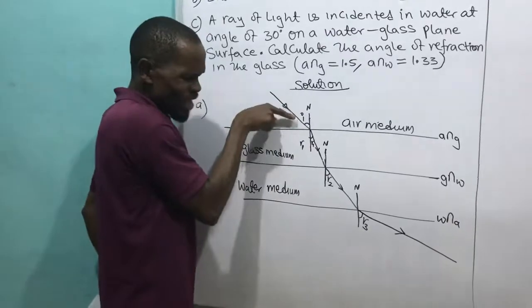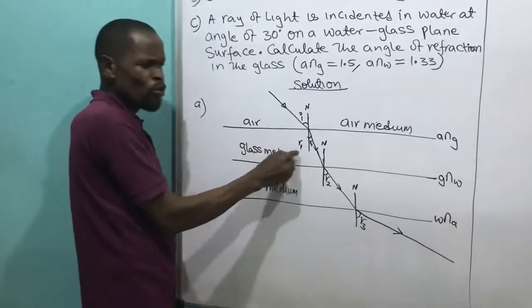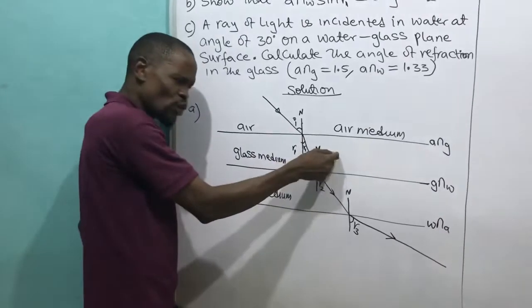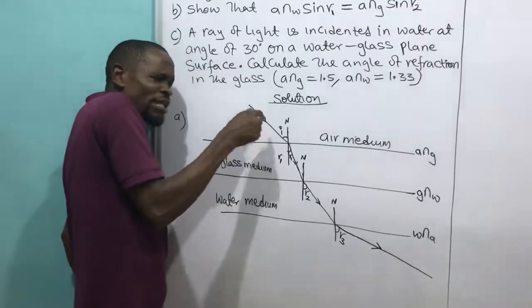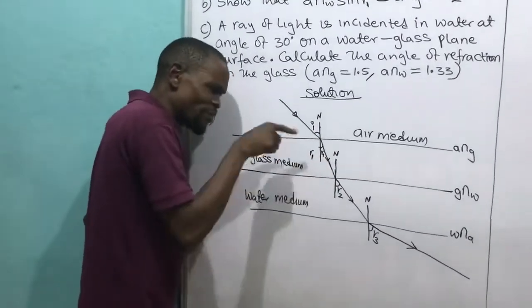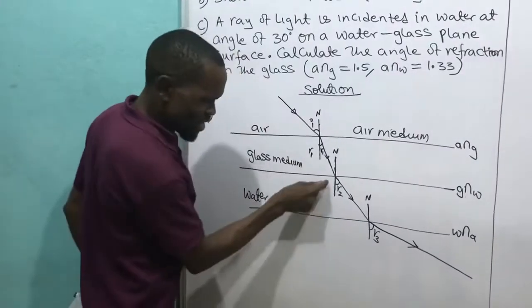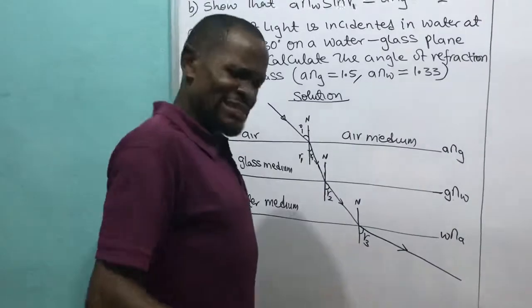So that's what happened here. The ray follows from air and enters the glass. What happened? The speed reduces. It comes close to the normal, telling you that glass is denser than air, that it is more free in air than in the glass. Then from the glass it enters water. Look at it now. It entered water. What happened? It moved a little faster.